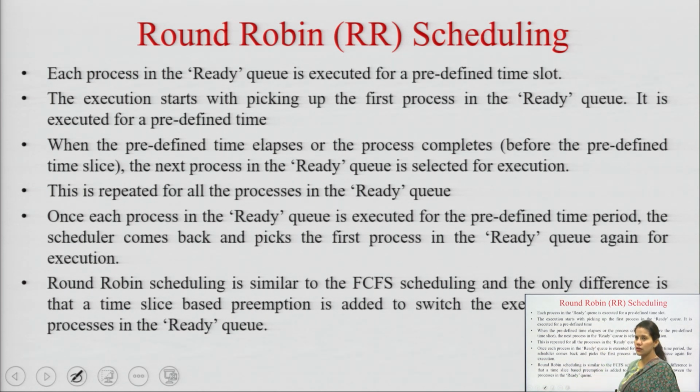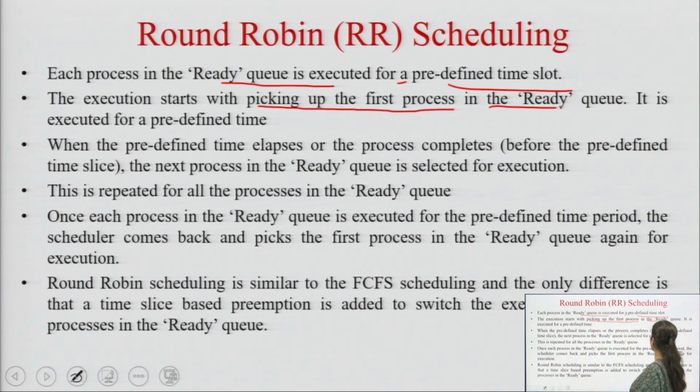Now, we come to another mechanism in this category, the round robin scheduling, also known as RR scheduling. Each process in the ready queue is executed for a predefined time slot. In this mechanism, the execution starts with picking up the first process in the ready queue. It is executed for a predefined time. So, every task is given a predefined time for its execution. Whether the execution completes in that time or not, the execution then switches to another task. In this way the round robin technique works.